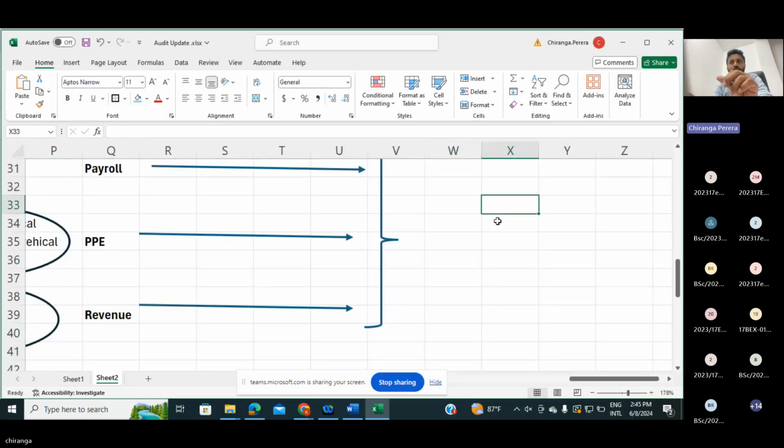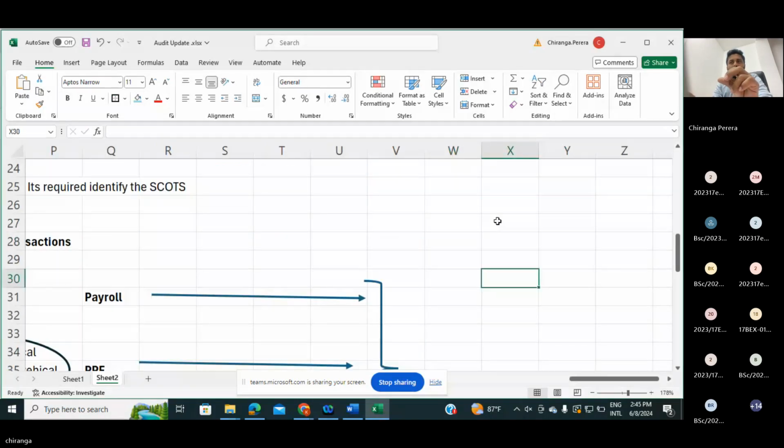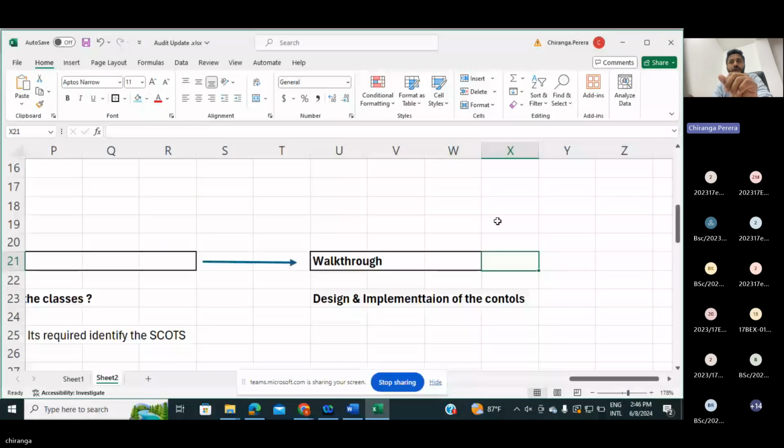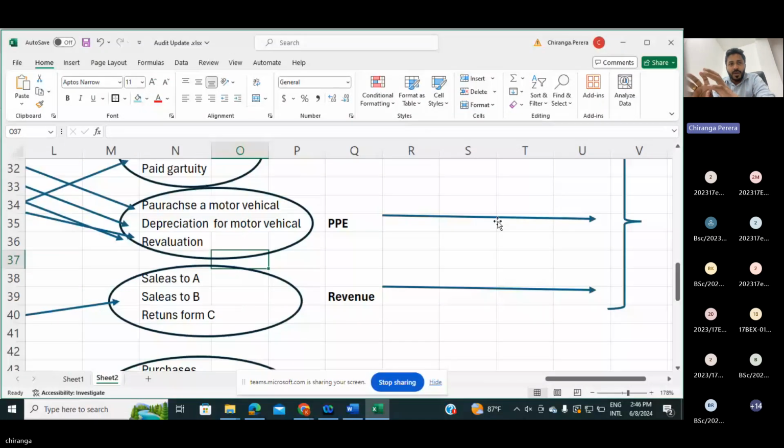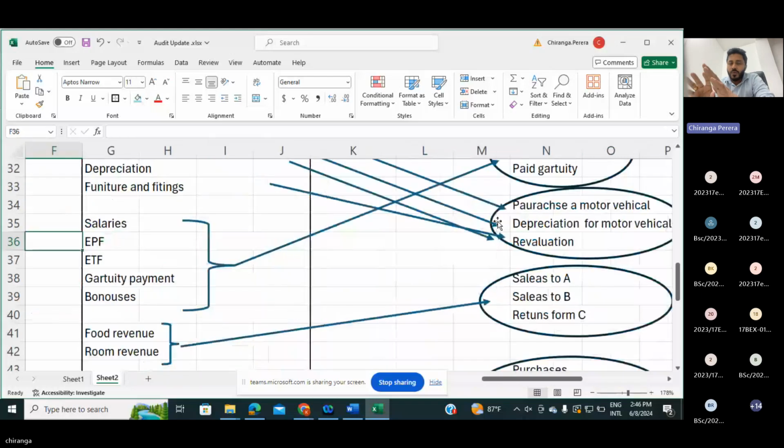after completing all the walkthroughs, you have a comfort now. Why? You have done the walkthrough for all the Scots. Scots represented all significant accounts and significant disclosures. What's the ground rule? Each and every significant account and significant disclosure should represent at least one Scot. So each and every Scot should be covered through a walkthrough.